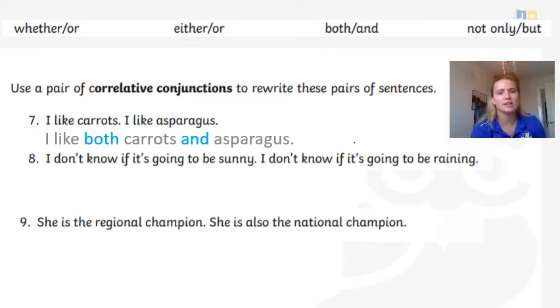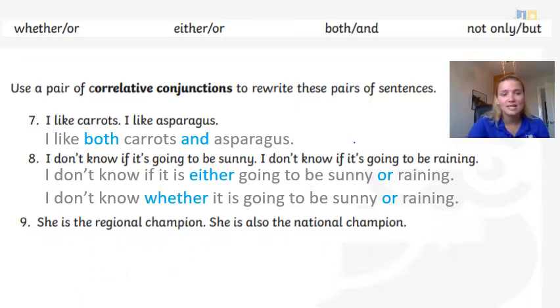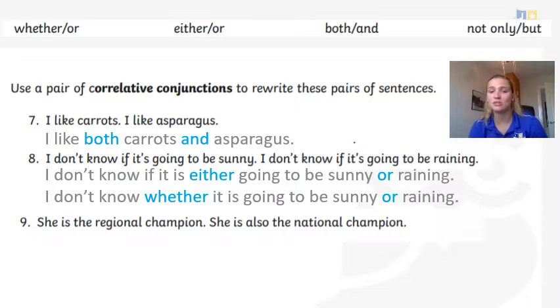So I don't know if it's going to be sunny, I don't know if it's going to be raining. So it's something that she's unsure about. So we could say I don't know if it's either going to be sunny or raining, because it's saying that she doesn't know which one it's going to be. Alternatively, your sentence could have slightly changed to have said, I don't know whether it is going to be sunny or raining. So either one of those would have worked. So well done if you got those correct, because it's making a we don't know which one it's going to be.